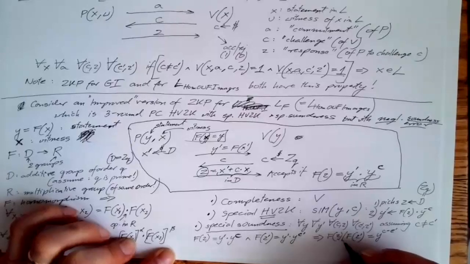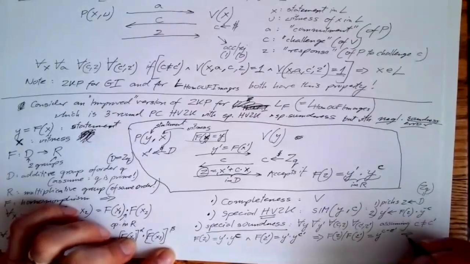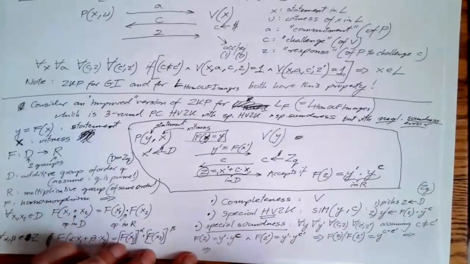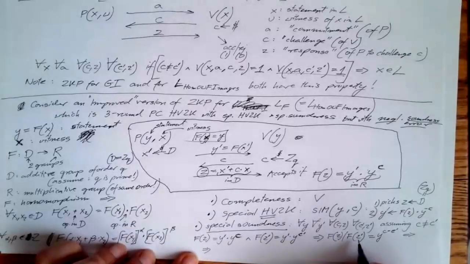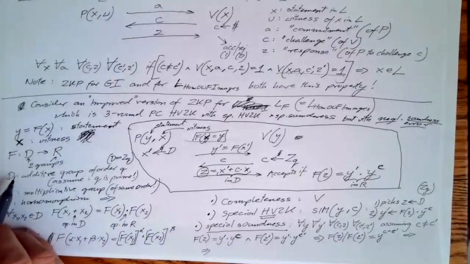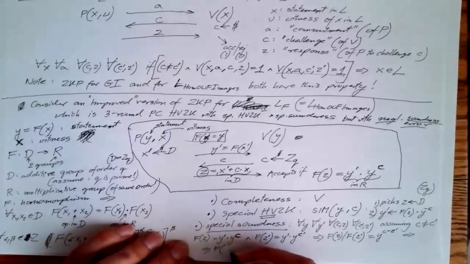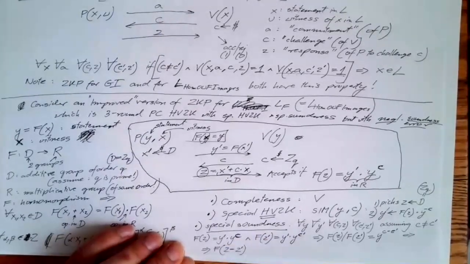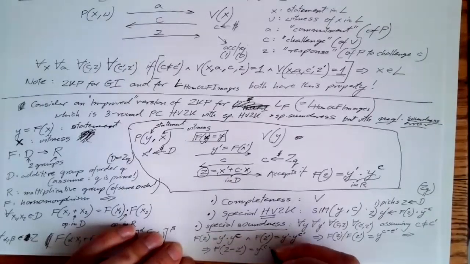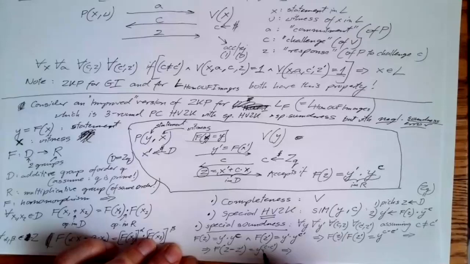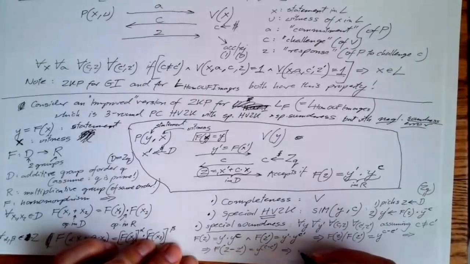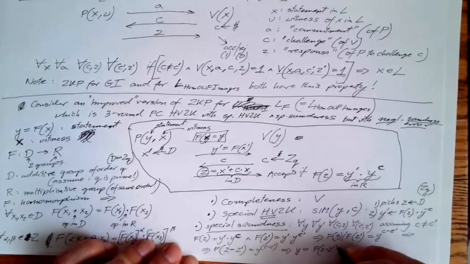And now from this, is it still part of the piece of paper? Yes. So because it's a group homomorphism, division in the target group corresponds to subtraction in the domain group. So this must be equal to F of Z minus Z prime. Okay, and this is Y to C minus C prime. Now, because it's a prime order group, Z_Q, then these have multiplicative inverses mod Q. So this implies that Y is an F of Z minus Z prime.